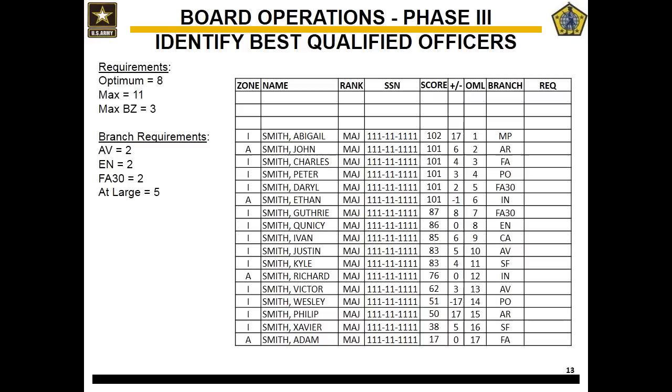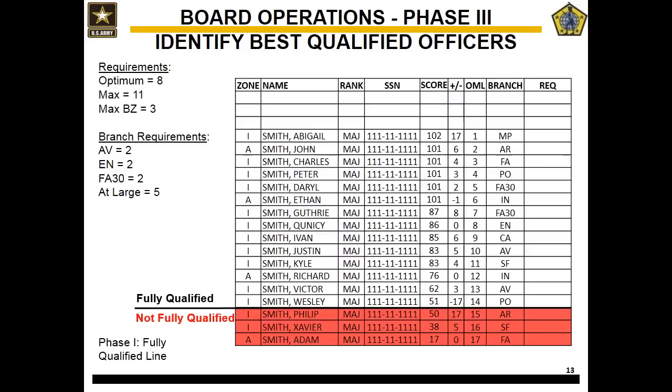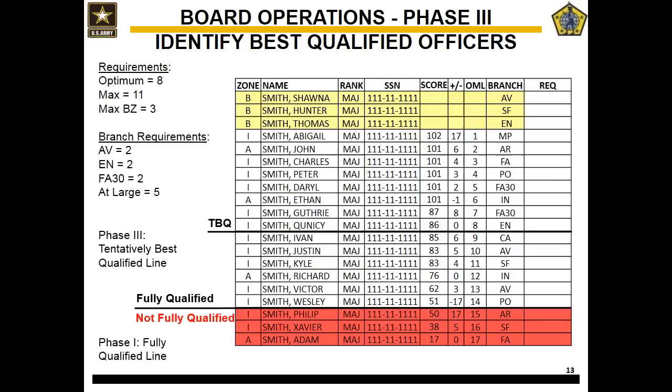In Phase 1, we drew the fully qualified line at a score of 51-17, or OML position 14. Officers below this line are not fully qualified and may not be used to meet the needs of the Army. In Phase 3, we drew the tentatively best qualified line at OML position 8, based on the optimum selection of 8. In this example, the majority of the board found all 3 BZ officers to be clearly superior. The 3 BZ officers are administratively placed at the top of the OML to ensure they fill a requirement.